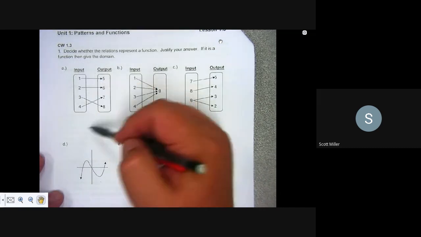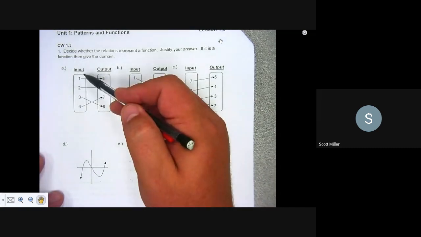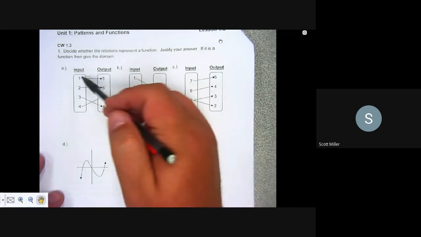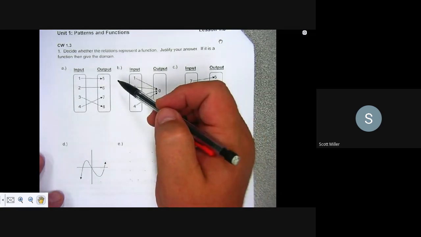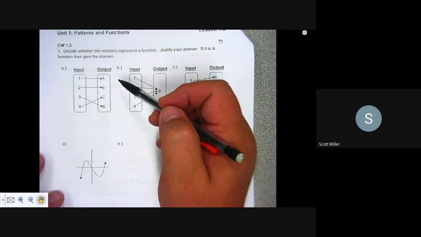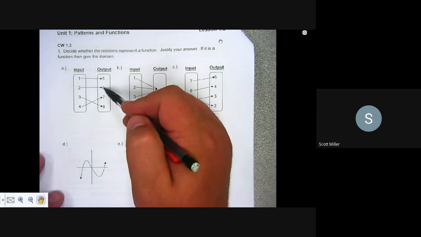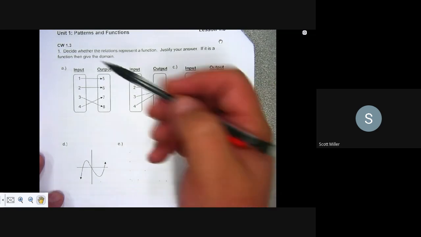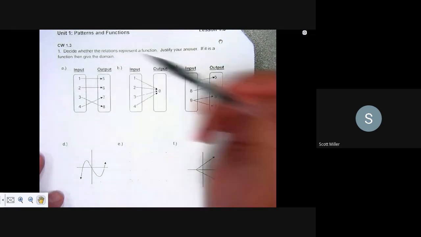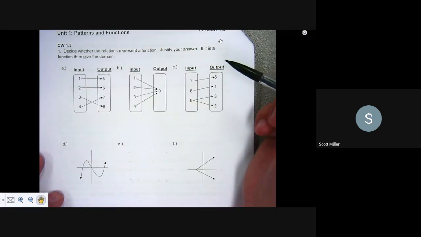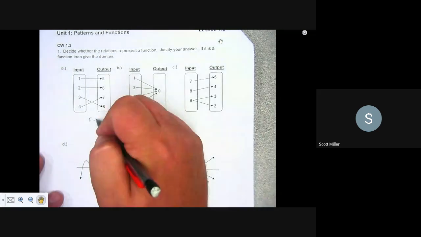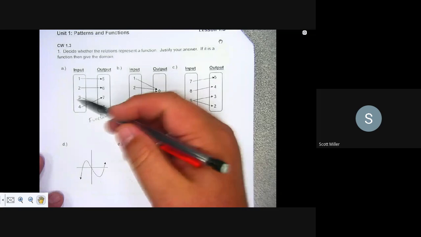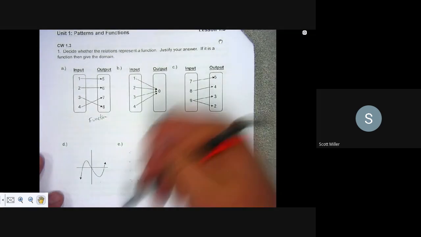If I look at this one right here, here's the input. Does each input have exactly one output? And the arrow shows you the output that it's going to go to. So if I have a 1, I'm going to get a 5. A 2 gives me 6. 3 gives me 8. And 4 gives me 7. The definition is, does each input have exactly one output? Yes, this is a function. Now, this is called a mapping diagram, but it's also very similar to a table. Okay, so we'll get to those at the bottom down here.